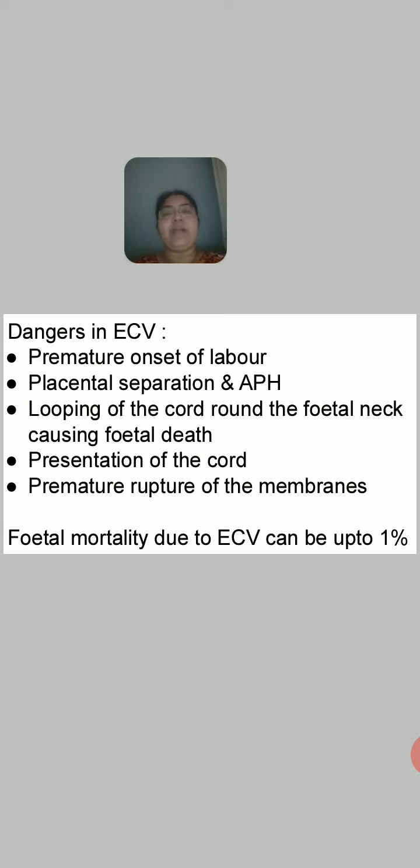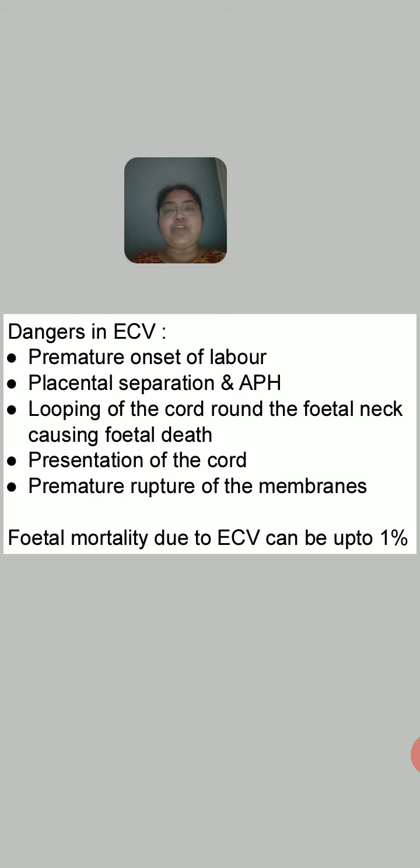Looping of the cord round the fetal neck. During version, there may be looping of the umbilical cord round the fetal neck. If this looping becomes tight, it may cause strangulation of the fetal neck, and fetal death may occur because of that, right? Then presentation of the cord. During the version, it is quite possible that the cord passes beyond the presenting part, and this will lead to presentation of the cord.